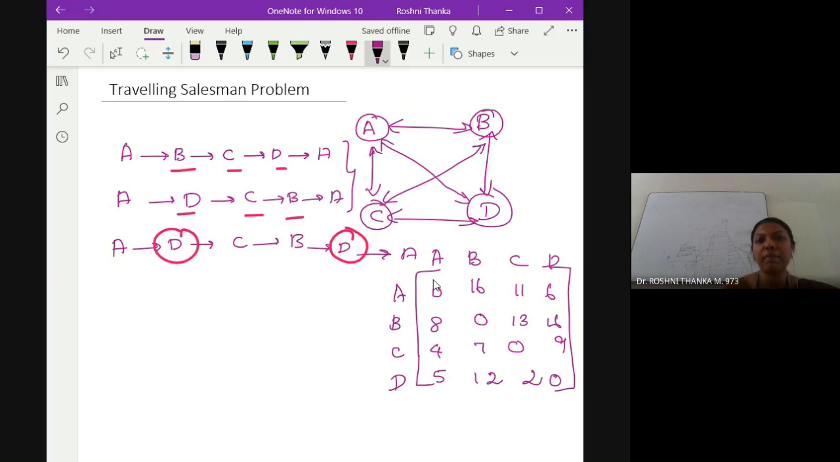Sometimes traveling from A to B, the cost is 16, and from B to A, it is 8. Sometimes it may be one way, so when you return, you have to take another path, and the cost may also vary. So this is the adjacency matrix, which shows the cost of traveling from one point to another. And I hope you have understood the objective of this traveling salesman problem also.